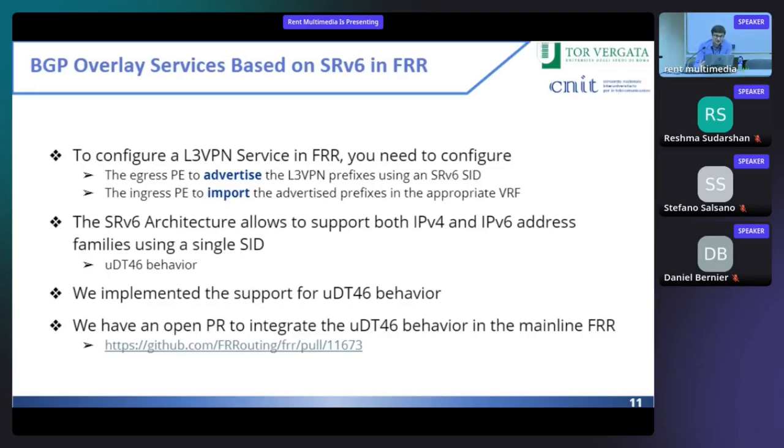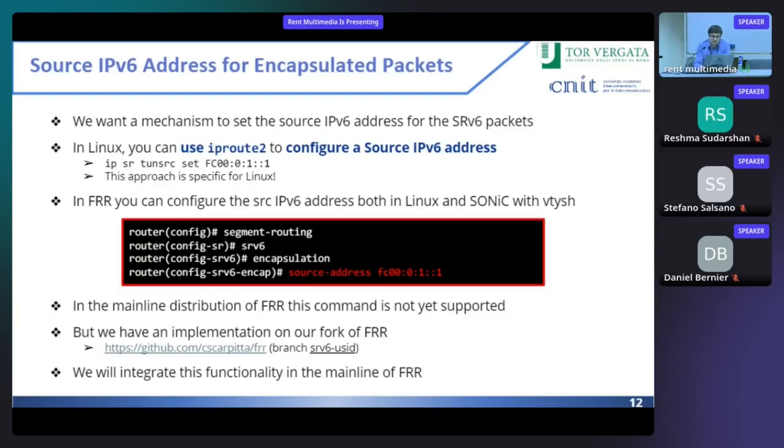The next feature is about the source IPv6 address for encapsulated packets. We want a mechanism to set the source address for the SRv6 packet. Why do we need this? Because when we encapsulate a packet in SRv6, we add an outer IPv6 header, and we need to specify a source IPv6 address to use in this header. In Linux, by default, the source address is the address of the egress interface, but you can set a different address using the command ip sr tunsrc set. But this approach works only for Linux. We need a more general mechanism to set the address both in Linux and SONiC.